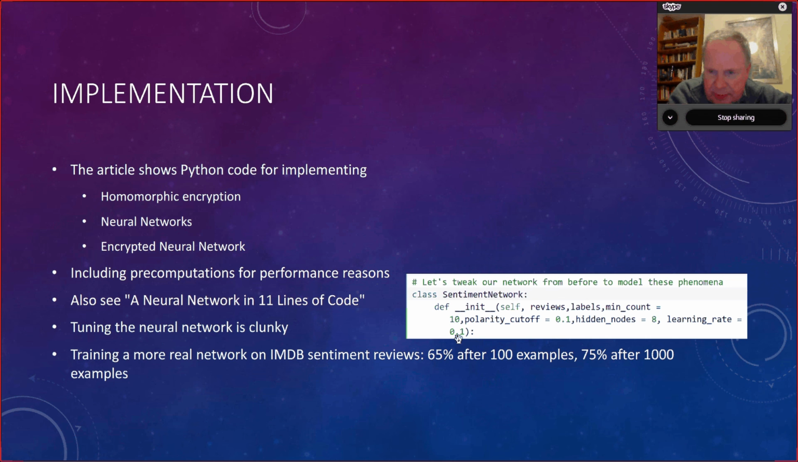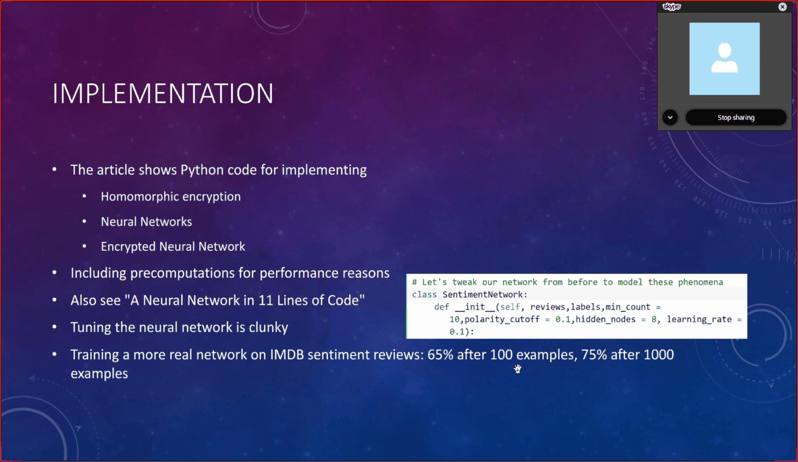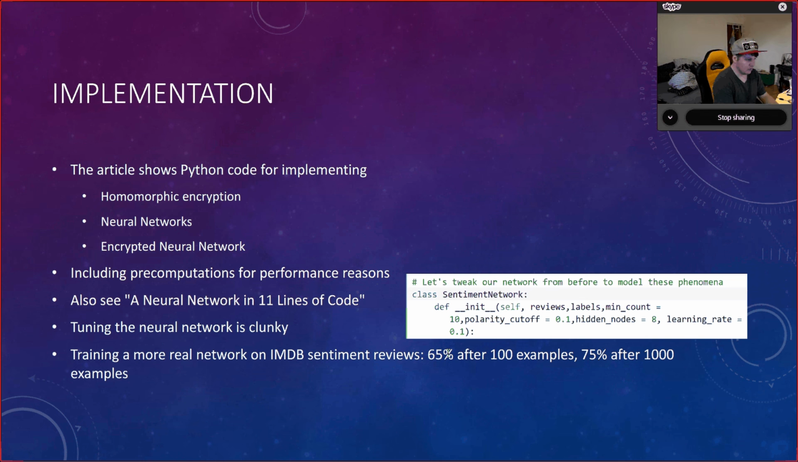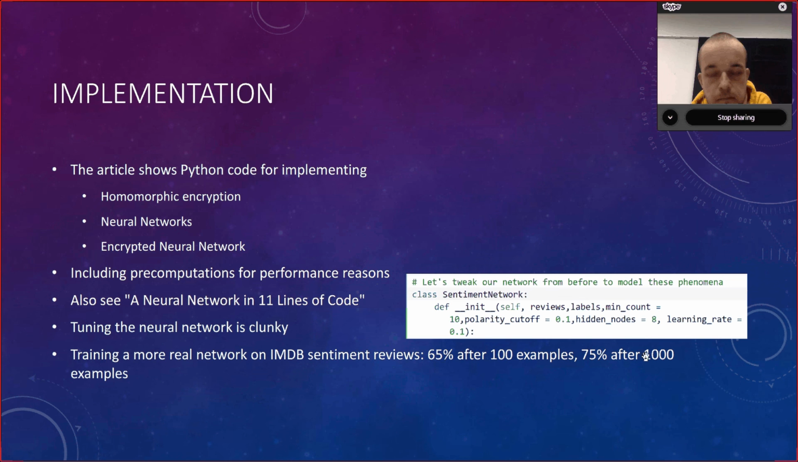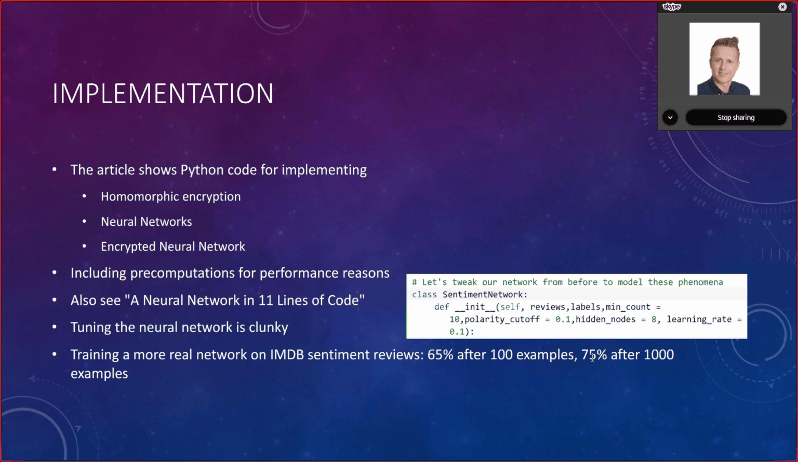And then he shows this works, and he doesn't show how good the classification is in the beginning. He shows 2 data points. After 100 examples, it can predict whether a review will be positive or negative with 65% probability, and 1,000 examples puts it up to 75%. So he shows that this is actually working.